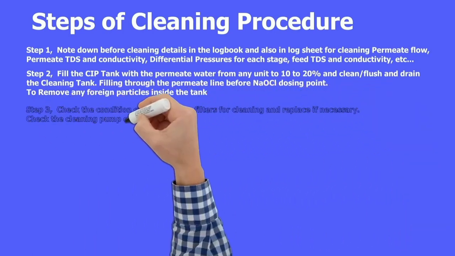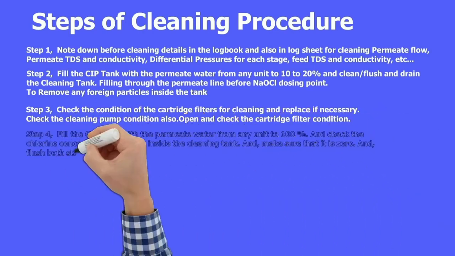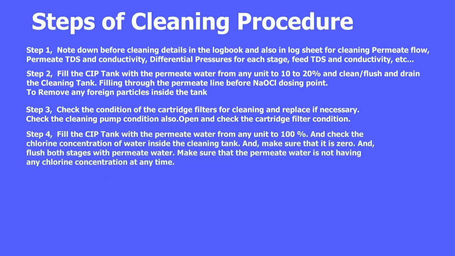Step 3, check the condition of the cartridge filters for cleaning and replace if necessary. Check the cleaning pump condition also. Open and check the cartridge filter condition. Step 4, fill the CIP tank with permeate water from any unit to 100%, and check the chlorine concentration of the water inside the cleaning tank. Make sure that it is 0. And flush both stages with permeate water. Make sure that the permeate water does not have any chlorine concentration at any time.